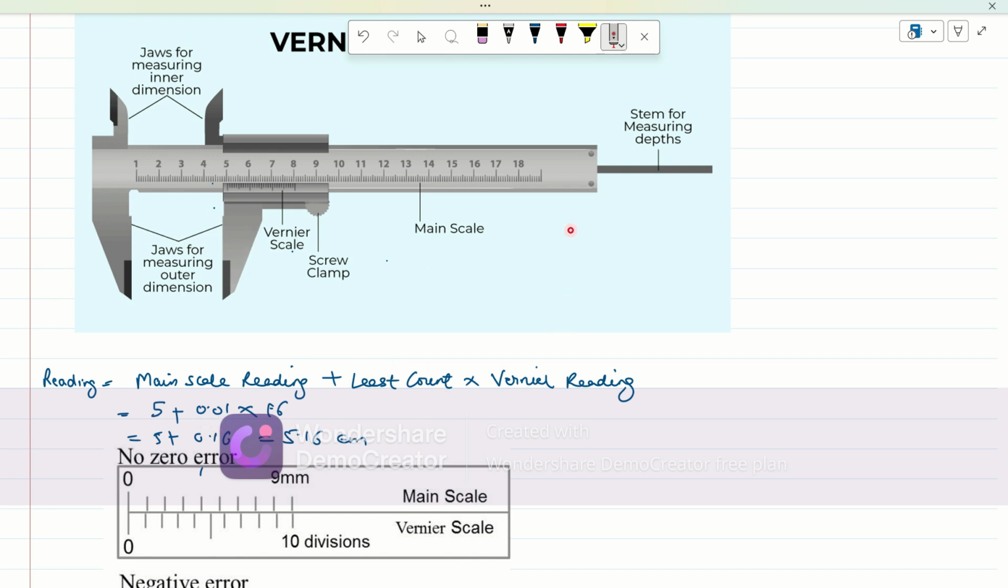And then we have to check which line is coinciding. Here you can see this is the vernier scale. A number of lines are given on the vernier scale. You have to check which vernier scale line is coinciding with a line. Let's say the 16th line is coinciding. So that will be our vernier reading. So our reading will be 5 plus 0.01 into 16, so 5.16.